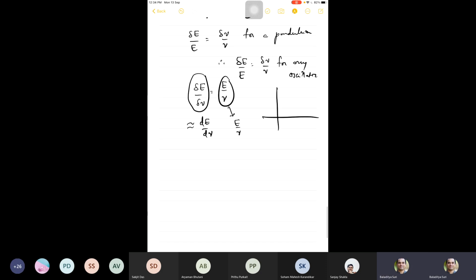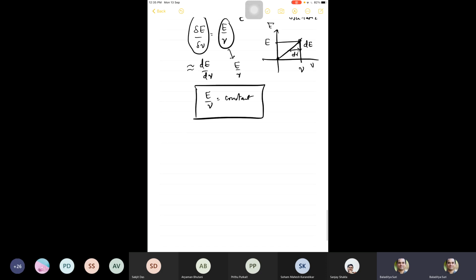For example, if you have a straight line, then dE by d nu will be this. This is E, this is nu. Whereas that is exactly equal to E by nu. This here is dE and this is d nu. dE by d nu equals E by nu. That means E by nu is a constant.